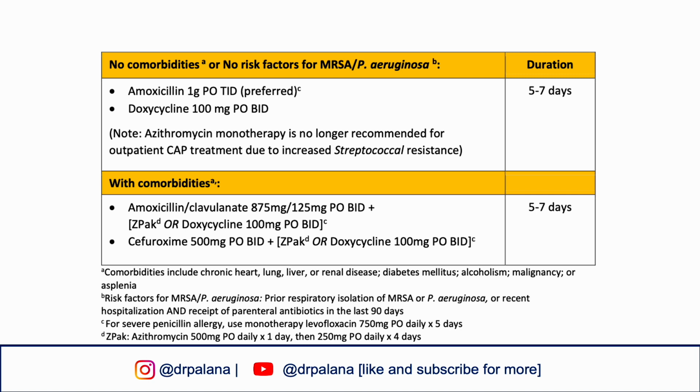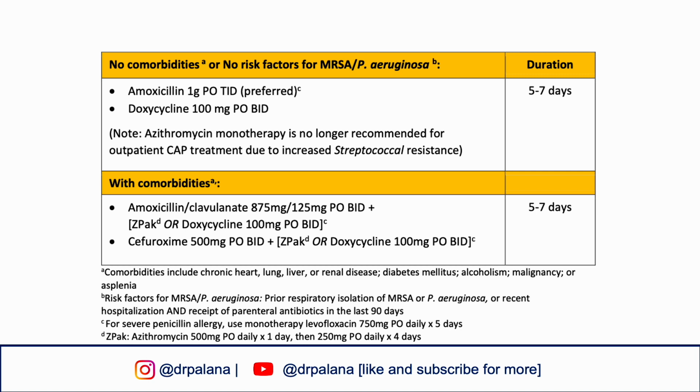For otherwise healthy patients who do not require hospital admission, the recommended treatment regimens are monotherapy with either doxycycline or amoxicillin. The use of macrolides such as azithromycin and clarithromycin is now recommended only in regions where the prevalence of pneumococcal resistance to this class of antibiotics is known to be below 25%.